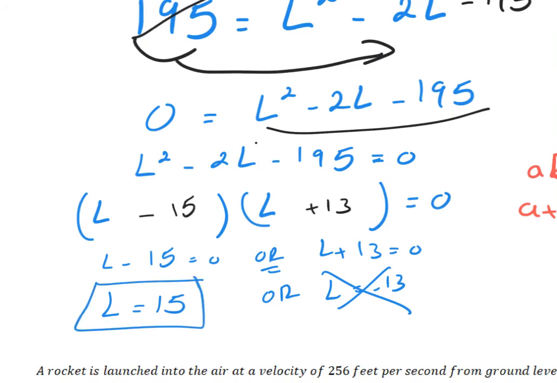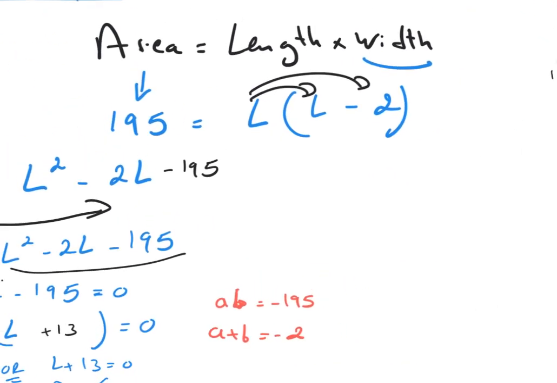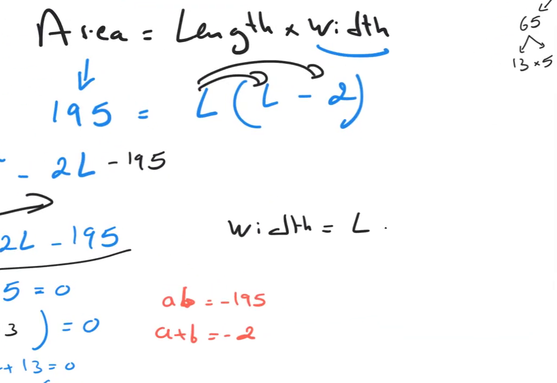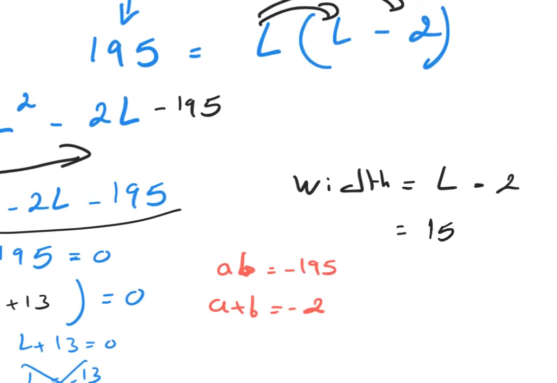But we're looking for the width here. So we know the relation: the width is going to be L minus 2. And we found the length, which is 15, minus 2, and the answer will be 13 feet. So the answer will be 13 feet right here.